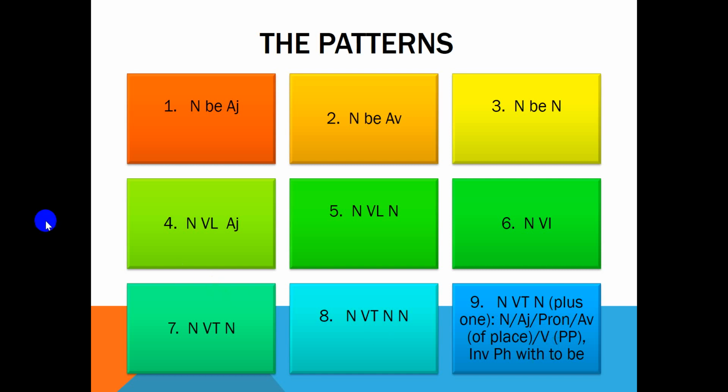If you look at all of them in general, they always start with noun. All of the patterns use noun. Why? Because all subjects should be filled with a noun phrase. The subject is always filled by a noun phrase. And then the verbs: there are 4 kinds of verbs. Verb be for patterns 1, 2, and 3. Linking verb for patterns 4 and 5. Intransitive verb for pattern 6, and transitive verb for patterns 7, 8, and 9.